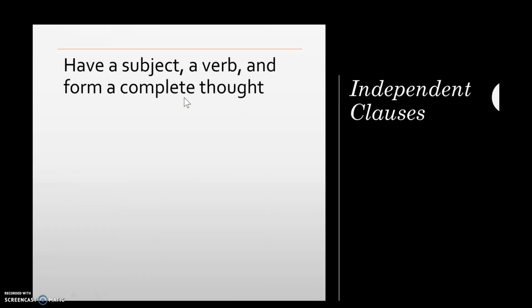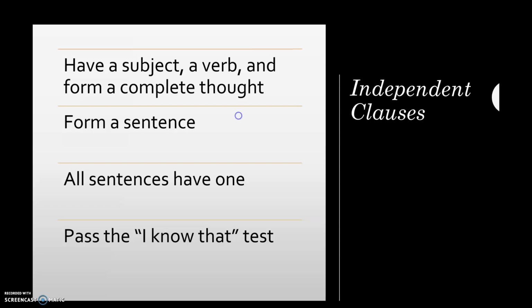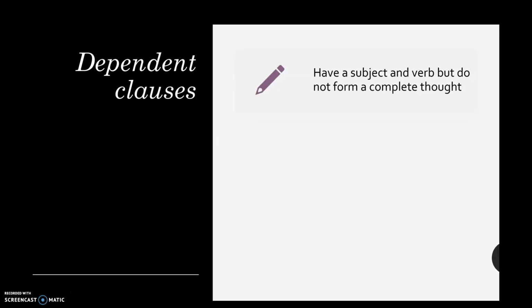So independent clauses, as I said, they have a subject, a verb, and form a complete thought. They form a sentence. For it to be a sentence, it must have an independent clause. And they pass what's called the I know that test. We'll talk more about it in a second, but it's a simple test that you can use to determine whether or not you have an independent clause. And that will tell you most of the time whether or not you need a comma or a period, or what punctuation goes next. A dependent clause has a subject and a verb, but does not form a complete thought.